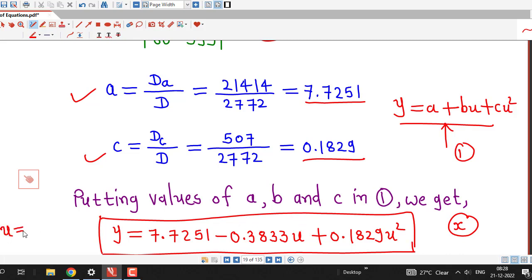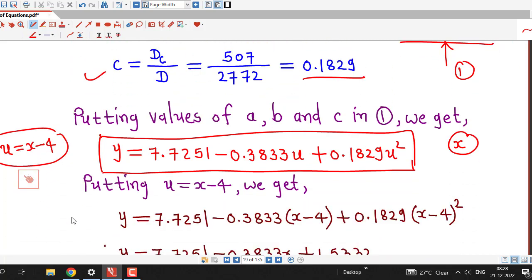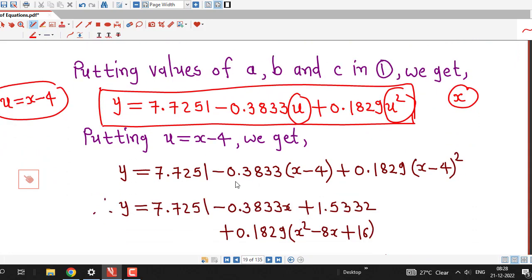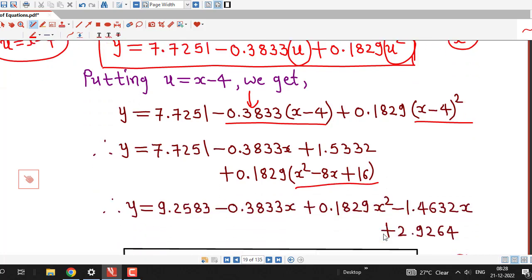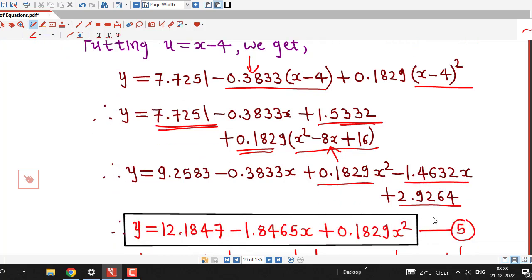So in the next step I have to replace u by x minus 4. So now I put u equal to x minus 4 here and here. In the next step I multiply this constant with x and 4, and I expand this x square minus 2 into 4 into x, that is minus 8x plus 16. I further simplify. For that I add these two and I multiply 0.1829 by each of these three terms, and I obtain all these terms here.